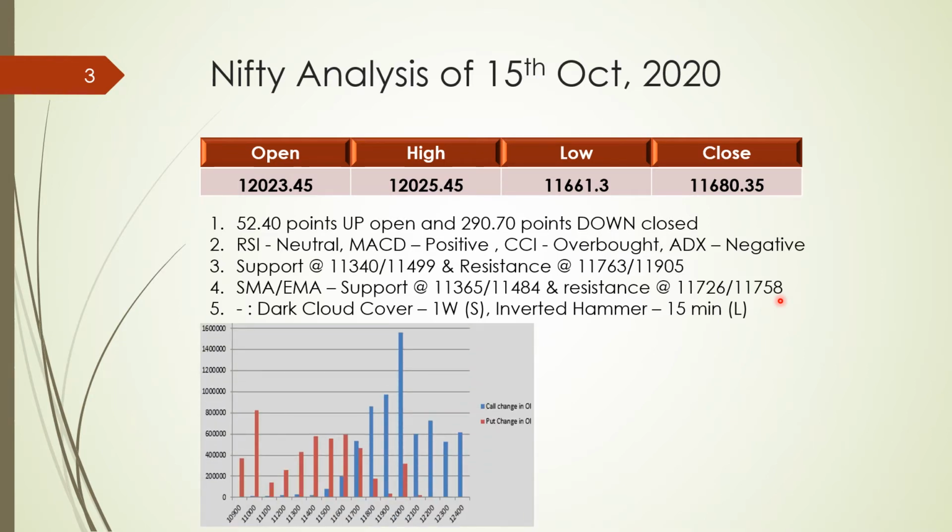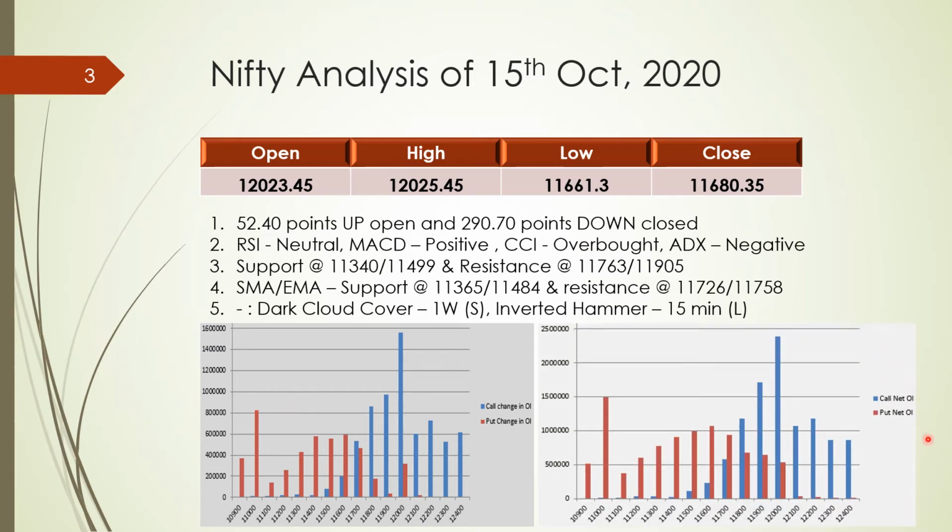Now if you see the change in open interest for 22nd October's expiry, the change in open interest in calls is seen from 11,700 to 12,400 levels. And the change in put open interest is from 11,600 till 10,900 levels. But you see that 11,000 has a good change in open interest today.